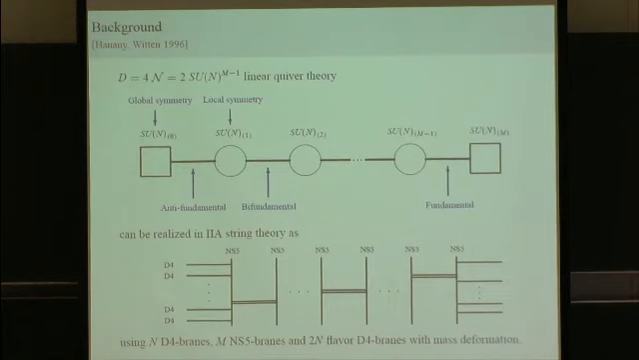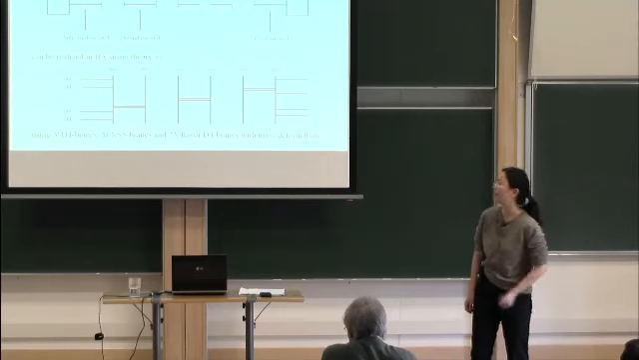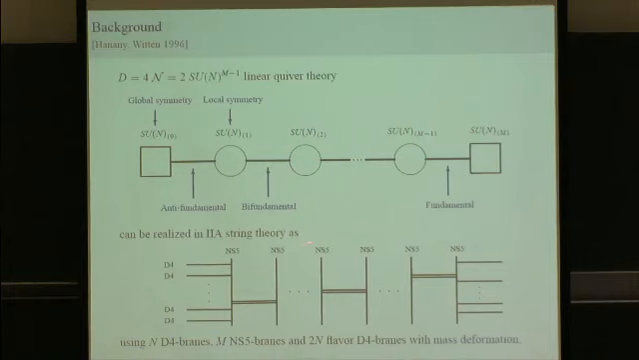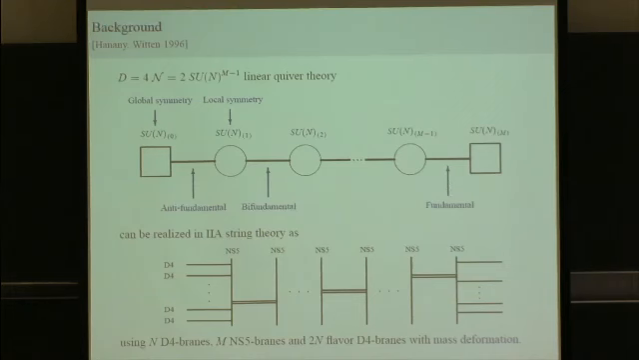This gauge theory is very well known to be realized in type IIA theory using the Hanany-Witten setup. We have M NS5 branes, and between two NS5 branes there is a stack of N D4 branes due to the fact that we have SU(N) gauge theory. For the global symmetries, we have in addition N flavor D4 branes on the right, and also N flavor D4 branes on the left. These branes are not stacked. There are N single D4 branes, which means that we have a mass deformation.